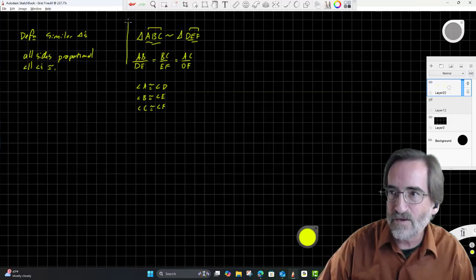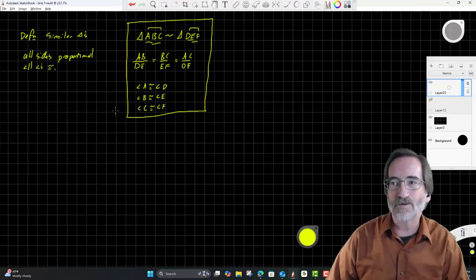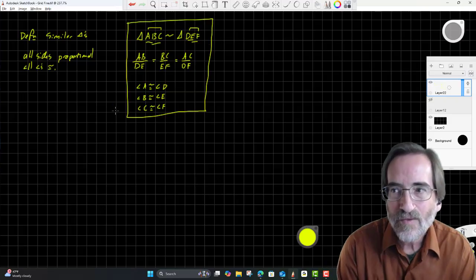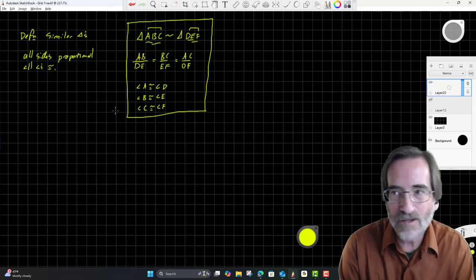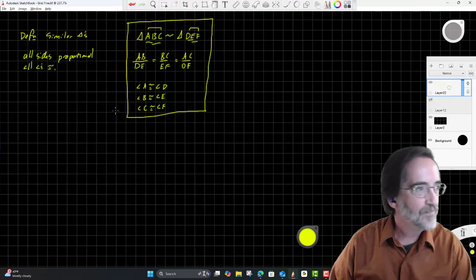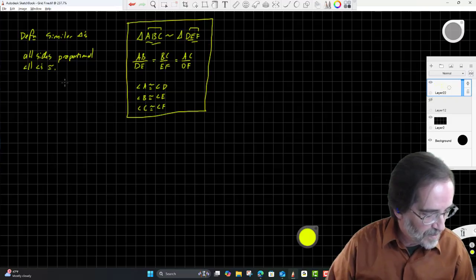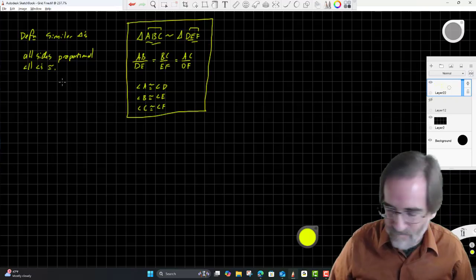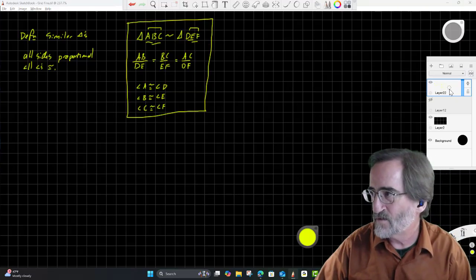So that would be the definition of similar triangles as applied to the statement triangle ABC is similar to triangle DEF. The ratio of the sides is the same. That's another way to say they're proportional. And all the angles are congruent. Now let's take a case, a specific case, and we want to prove something called the mid-segment theorem. So here's what the mid-segment theorem says.